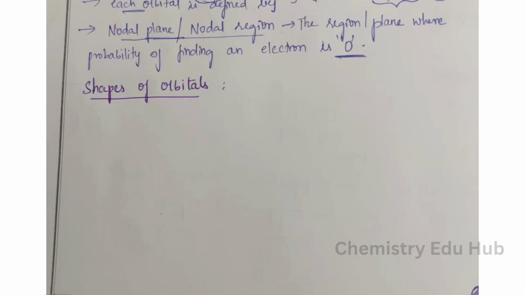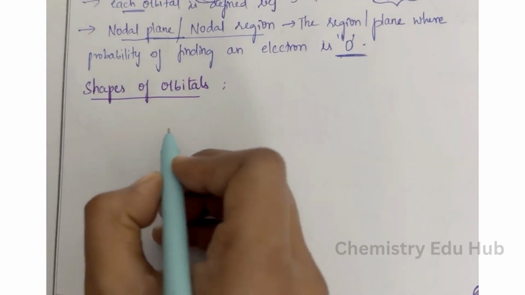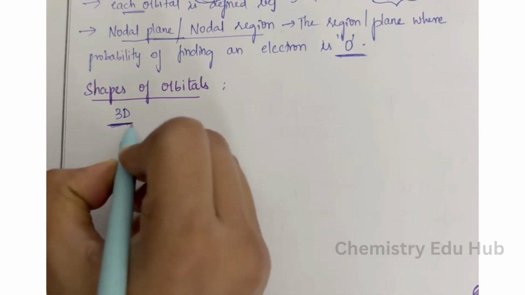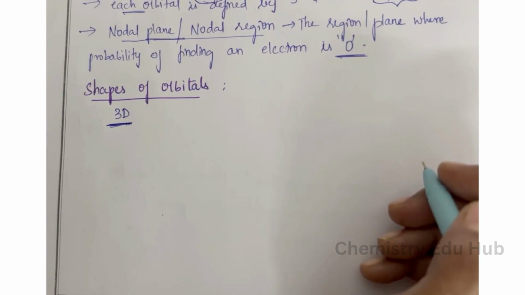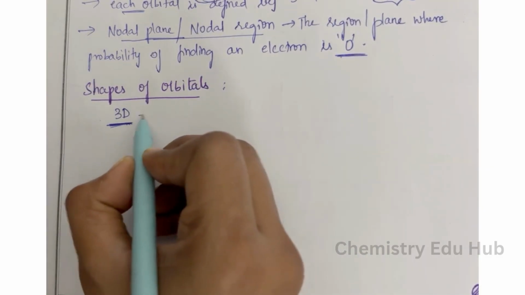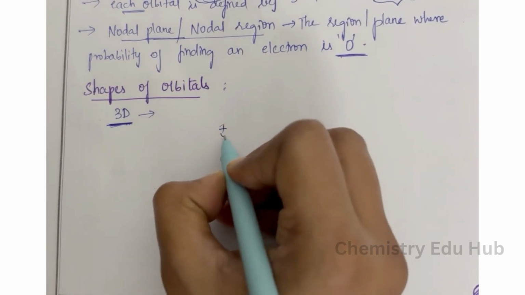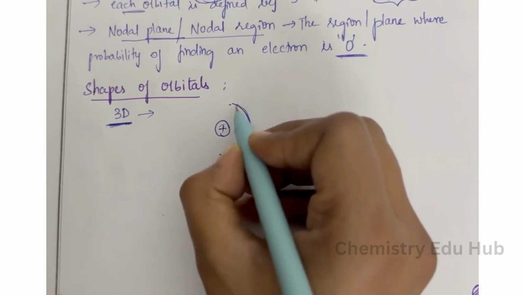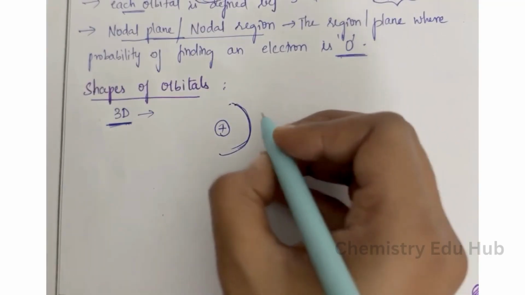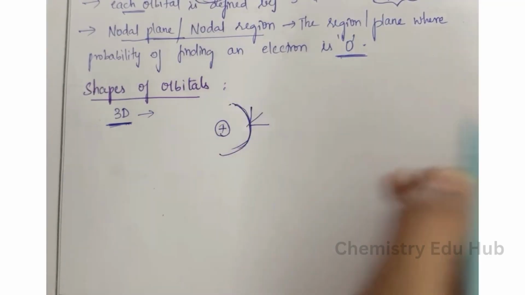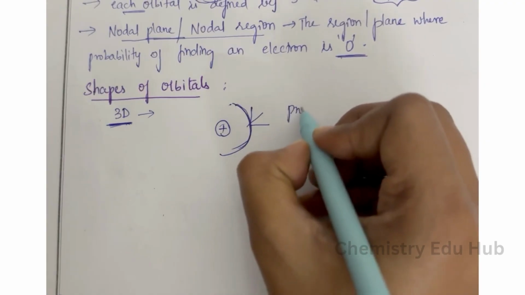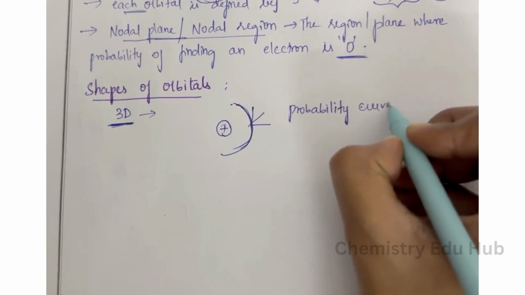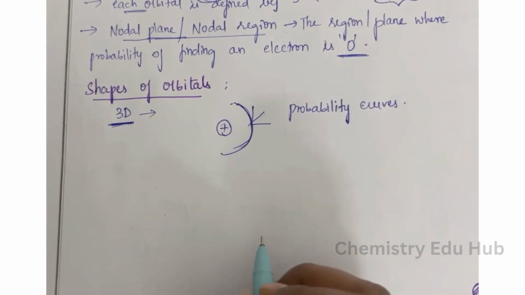So we need to learn the shapes of orbitals. So if we draw three-dimensional surface around the space where the probability of finding an electron is maximum, suppose if this is the nucleus, if you imagine that this is the region where the probability of finding electron is maximum, then we draw a three-dimensional path using the probability distribution curves. So by using these curves, we give different shapes for the orbitals.